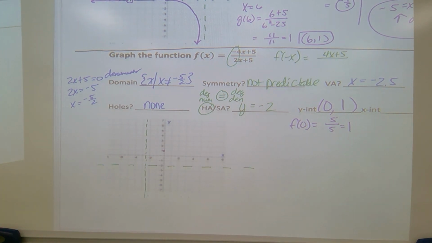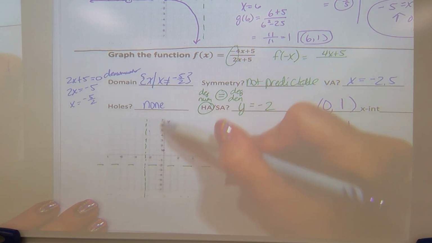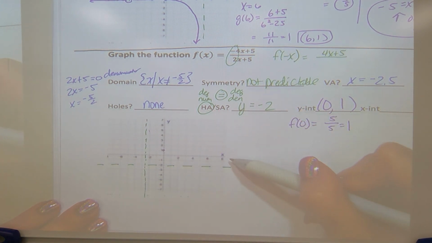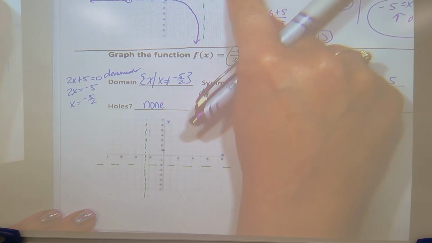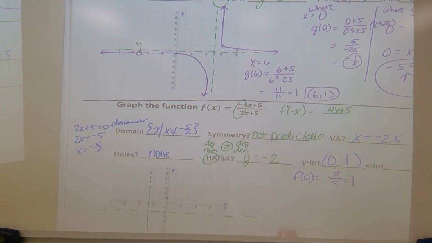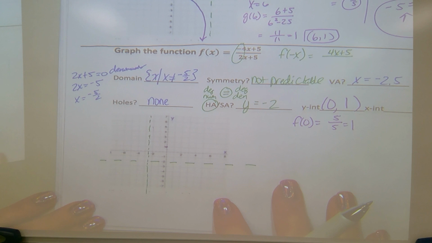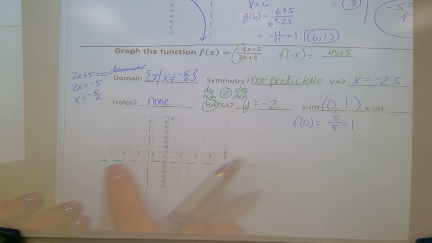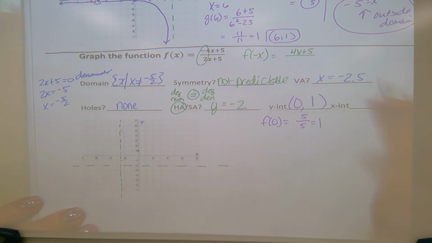Looks like this piece of my function is going to be up here, above the horizontal asymptote, to the right of the vertical asymptote, just like it's above and to the right on my last function. So I kind of expect that maybe the other piece is going to be over here. But let's finish this and see what else we've got.